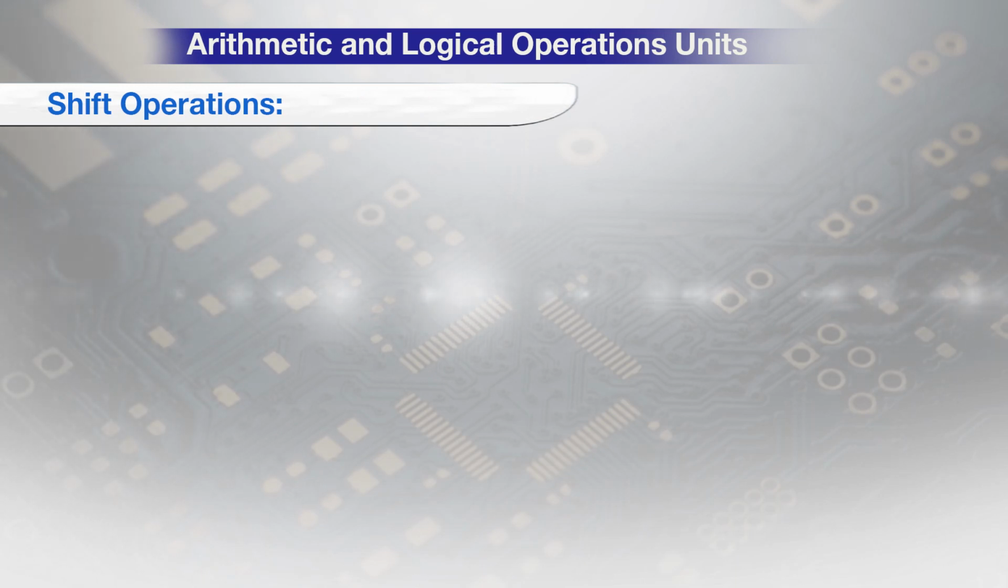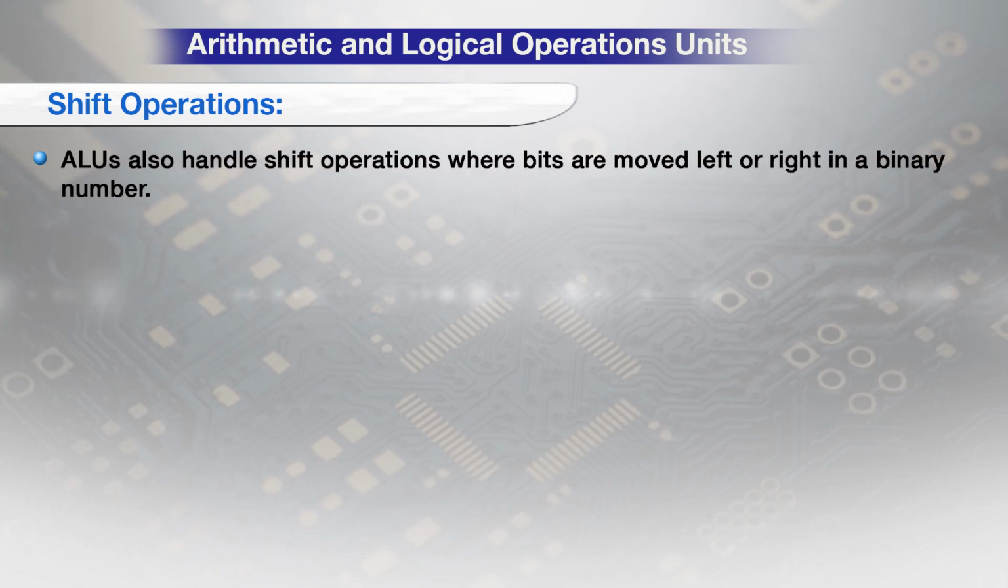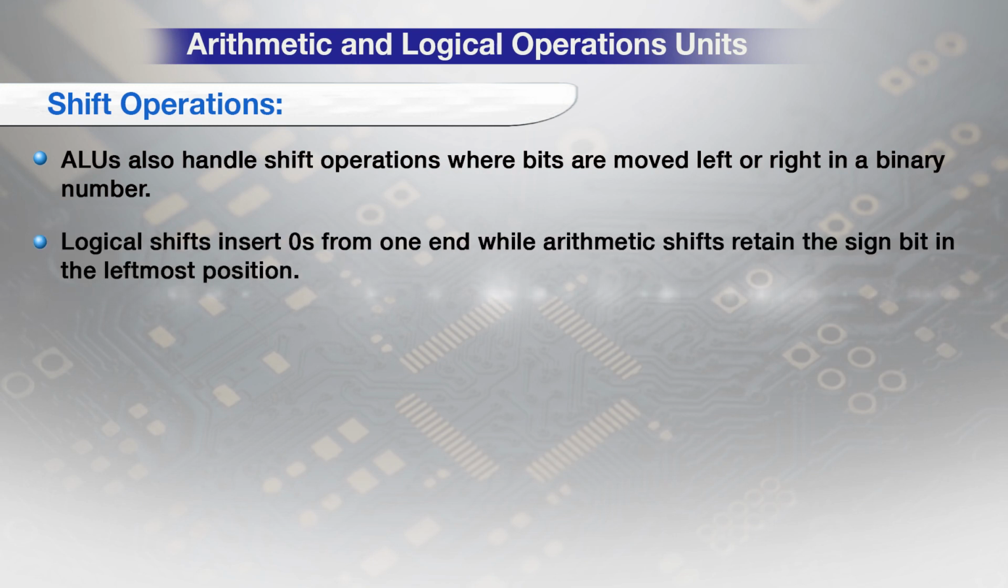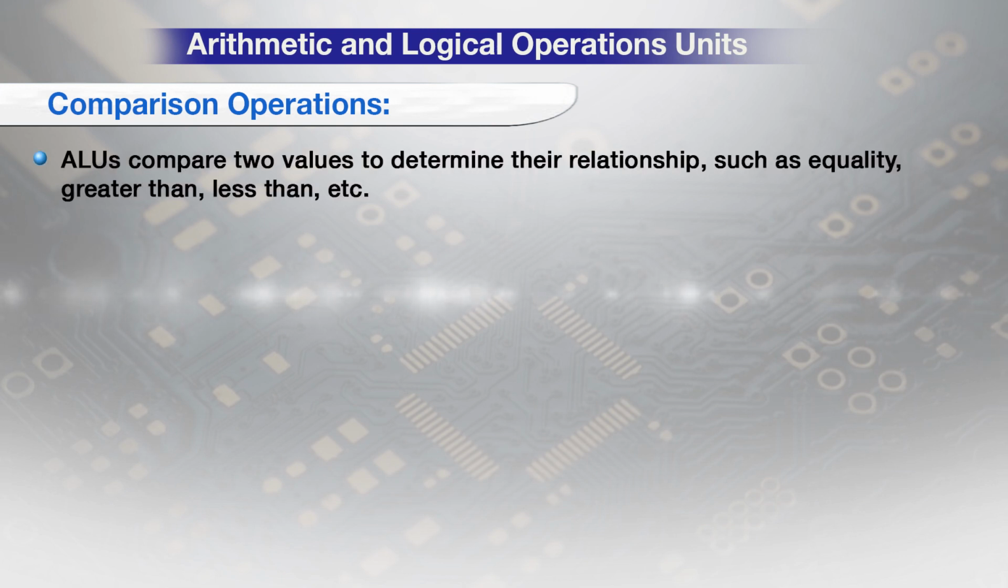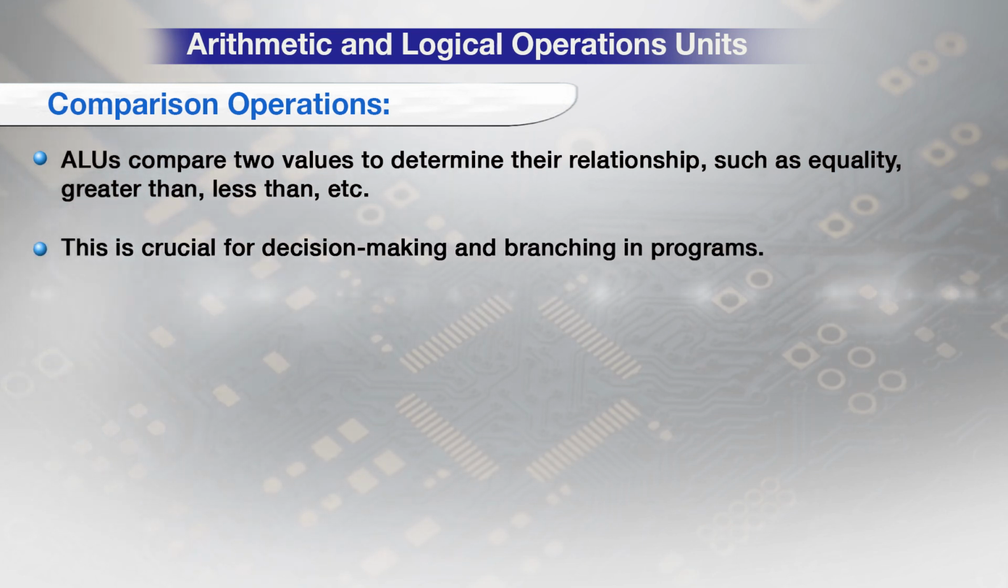Now the next is shift operation. ALU also handles shift operations where bits are moved left or right in a binary number. Logical shift inserts 0 from one end, while arithmetical shift retains the sign bit in the leftmost position. Now the most important operation is comparison. In comparison operations, ALU compares two values to determine their relationship such as equality, greater than, less than, etc. This is crucial for decision making and branching in programs.